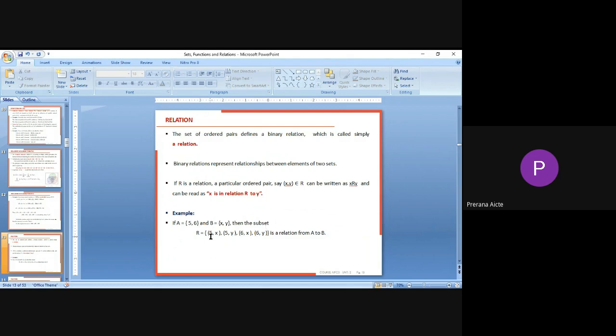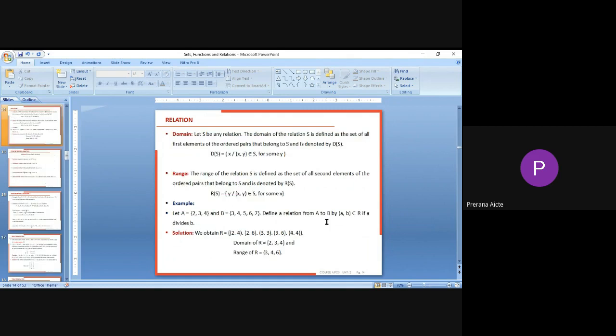So then (5, x), (5, y), (6, x) and (6, y) are related. So it is a relation from A to B, you can give that. Next, with respect to this relation, we have some terminology, like domain and range. So first, coming to the domain.